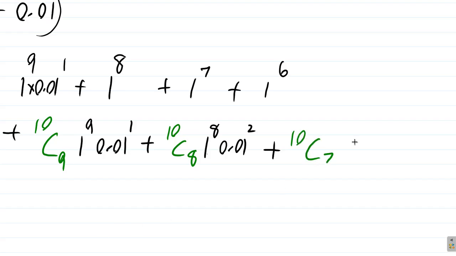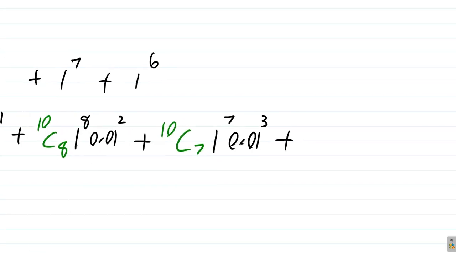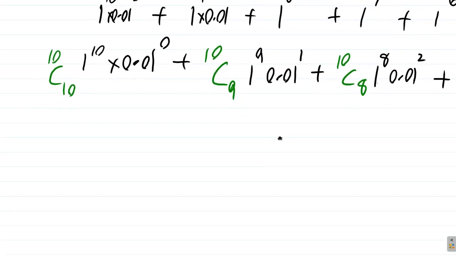Here we have 10C7 and 1 to the 7, 0.01 to the 3, plus 10C6, 1 to the 6, 0.01 to the 4, plus, and so on and so forth, and on it goes. Let's work these out now.